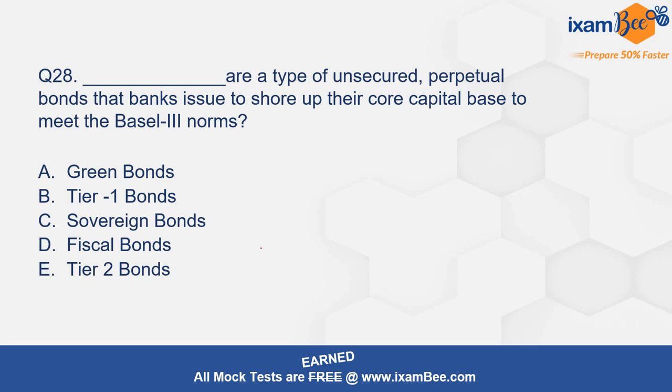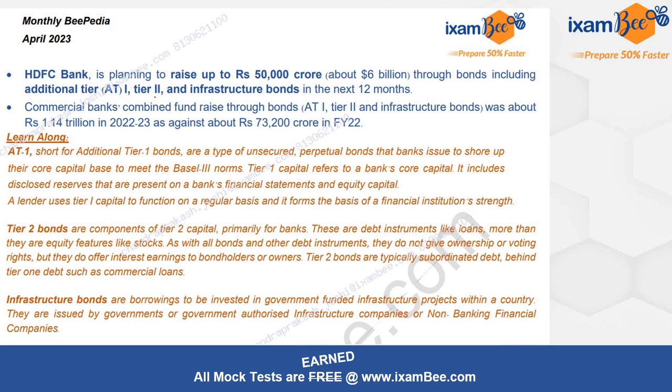Which type of bond is an unsecured perpetual bond that banks issue to shore up their core capital base to meet the Basel III norms? Again, this has been in the news again and again. These are called Tier 1 bonds. Let me show you the news. HDFC Bank is planning to raise 50,000 crore rupees through Tier 1, Tier 2 and infrastructure bonds. So these kinds of news keep on floating.